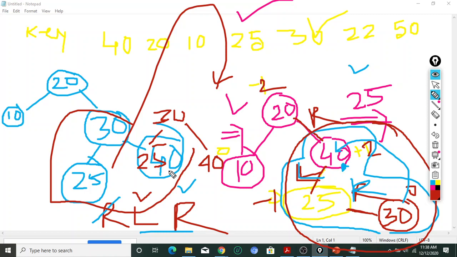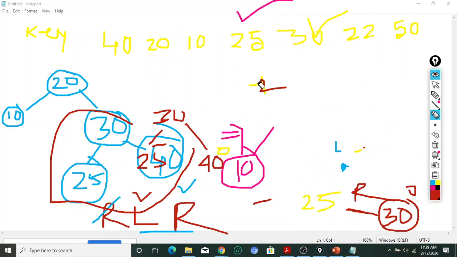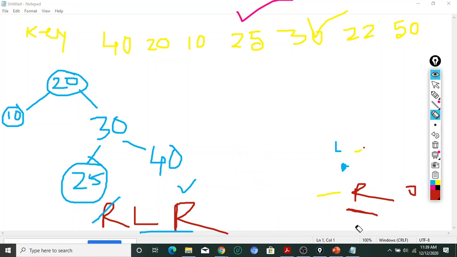Any confusion? Any doubt? Okay, so let me remove all those things. Let me remove this one. So ultimately we are getting this kind of tree. Okay, the next key is 22. So where can we place 22?